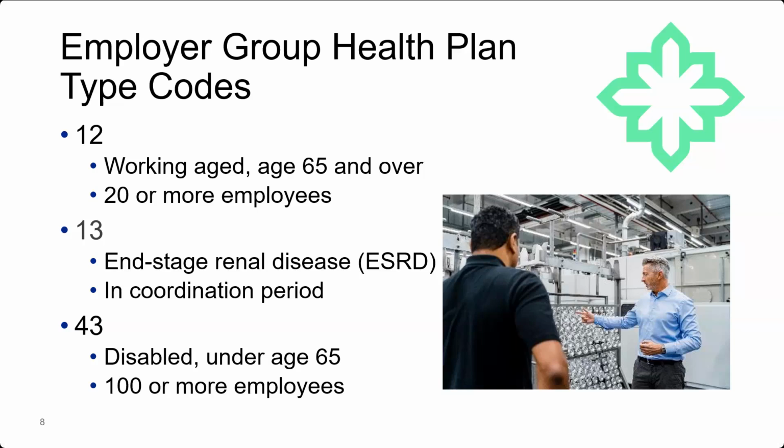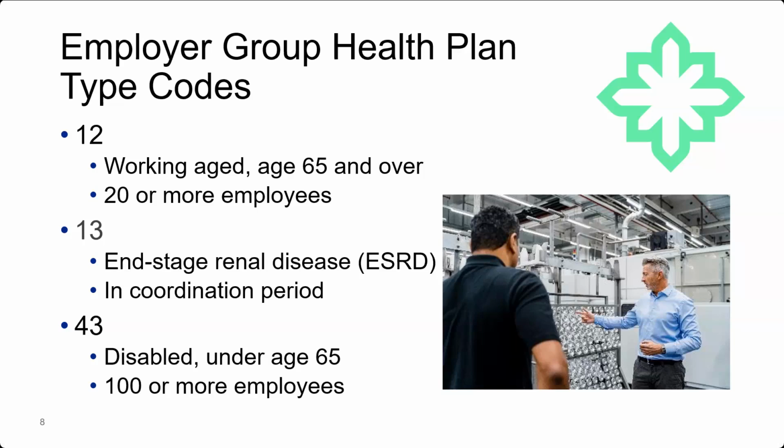But if you put the wrong type of insurance code on there, you can actually cause all claims, not just yours, but all claims to stop processing while Medicare investigates whether or not they have a working age plan, a disability plan, or other types of plans.